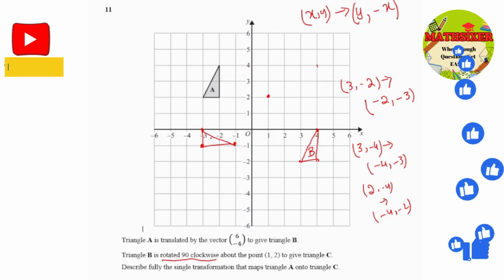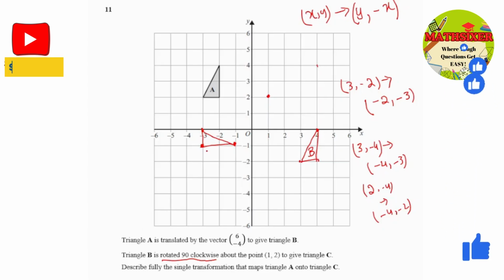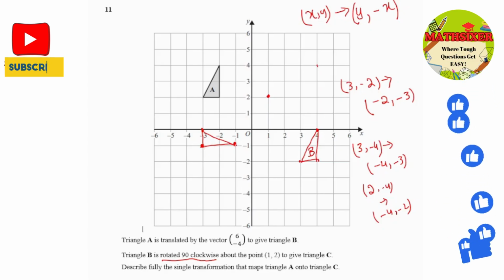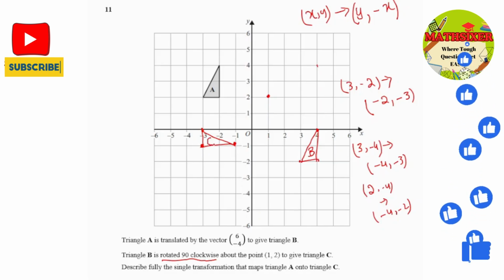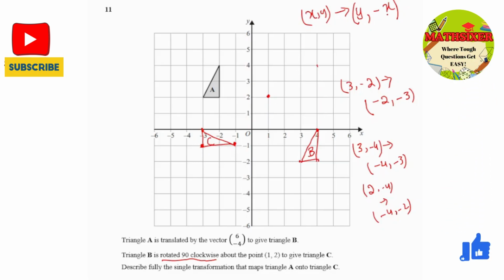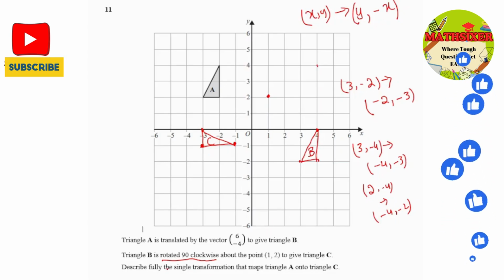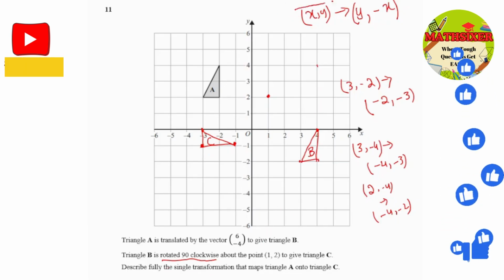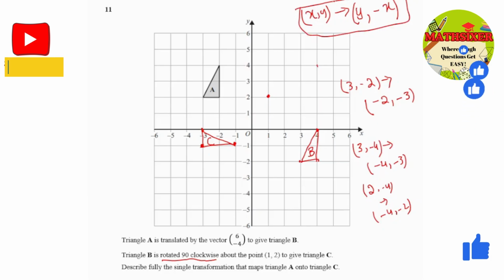So the coordinates we have are (-3, 0), (-3, -1), and (-1, -1), and this is our triangle C. You just need to remember this rule. (x, y) is converted into (y, -x) when we are rotating 90° clockwise. This is quite simple if you remember this rule when you are rotating 90° clockwise.